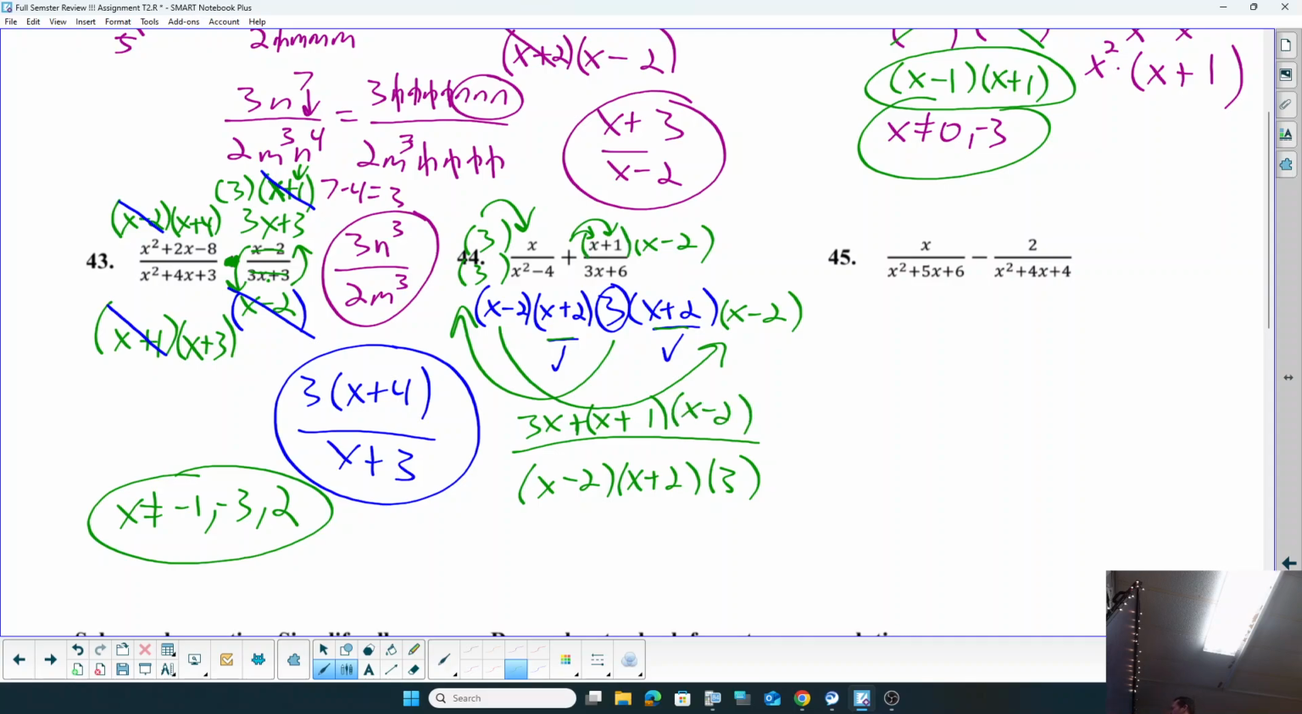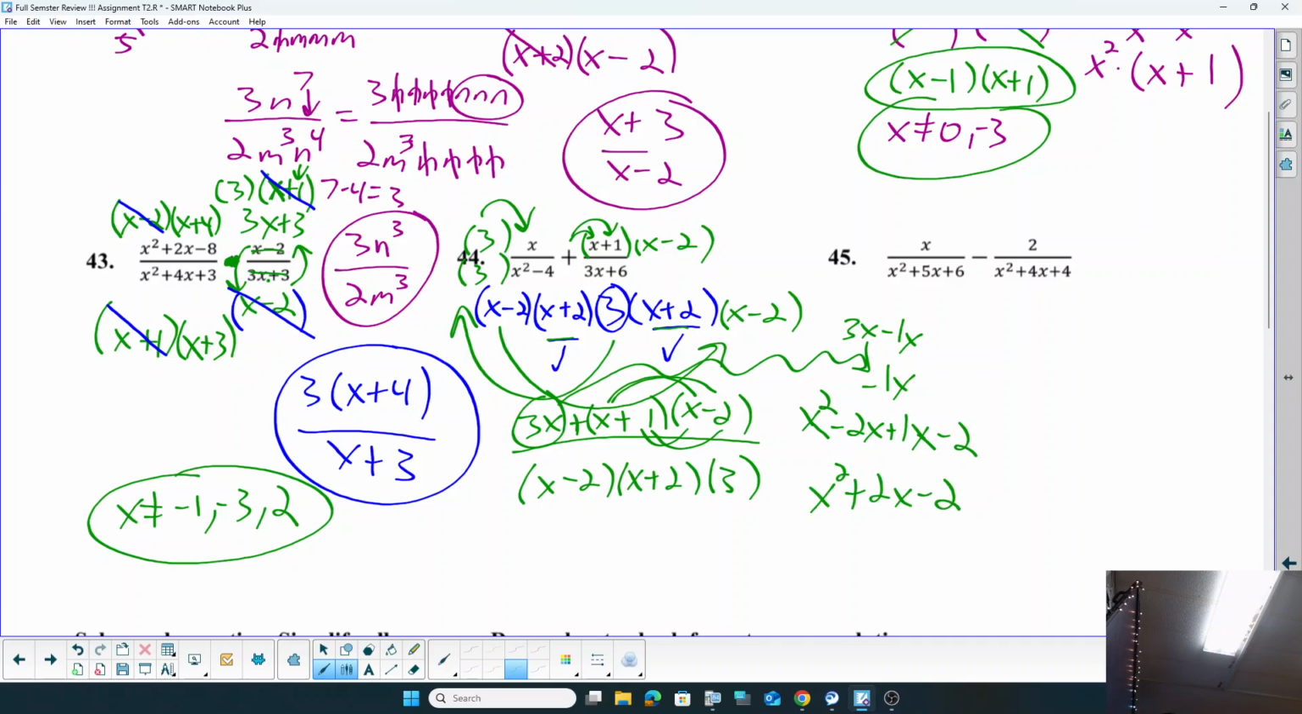So then x times x is x squared. X times negative 2 is negative 2x. 1 times x is a positive 1x. And then 1 times negative 2 is negative 2. And so then negative 2x plus 1x is a negative 1x. But then don't forget the 3x. And so that's going to be a 3x minus 1x is a 2x. So we got x squared plus 2x minus 2 all over x minus 2 times x plus 2.